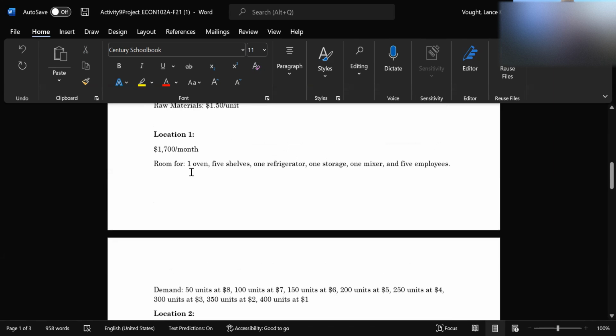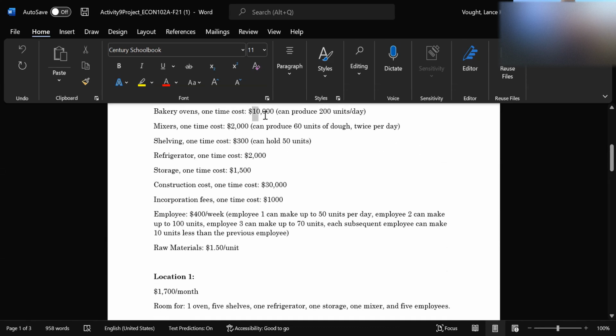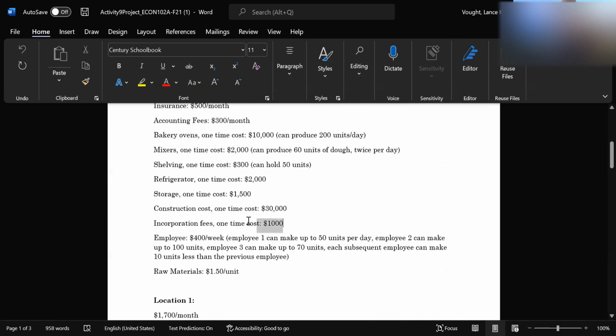Anyways, if you go into this, employees are going to be part of the variable costs, and the rest are fixed. So if you buy all that, you would be paying 10,000 plus 1,500 plus 2,000, so you're at 13,500, 15,000, and 17,000. Plus the construction cost is 47,000. Plus this is 1,000. So that's about $48,000.